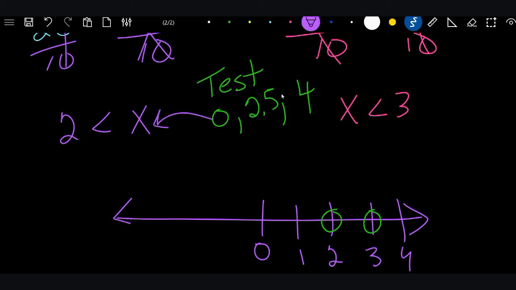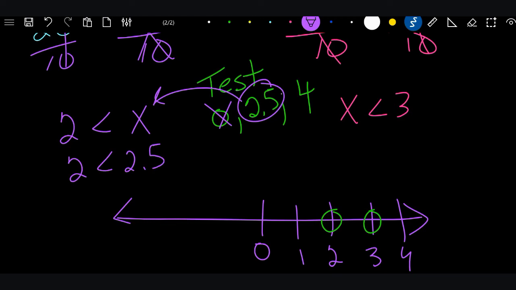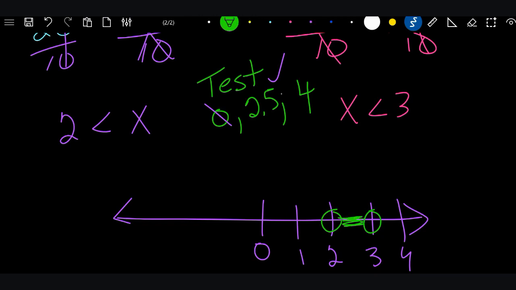Substitute in 0 for both of those. 2 is less than 0? 2 is not less than 0. So 0 doesn't work. Let's try 2.5. 2 is less than 2.5, yes, so this one works over here. But now we have to test it over here as well. 2.5 is less than 3. Yes, that one works too. So the 2.5 works, and we need to color in the middle part right here.